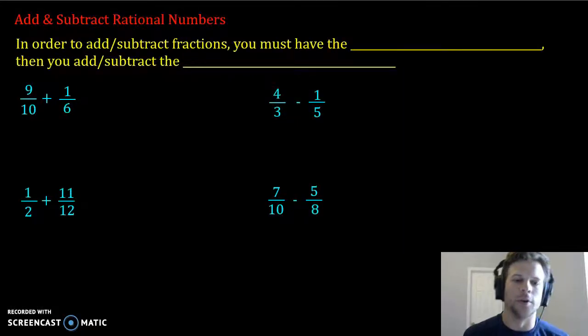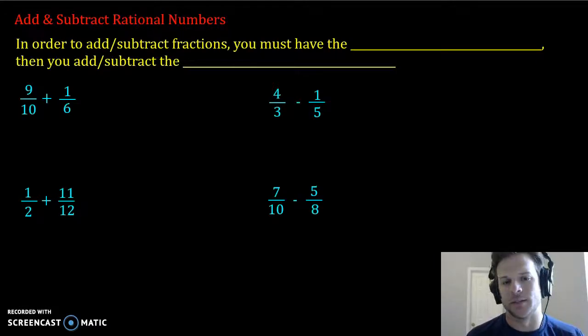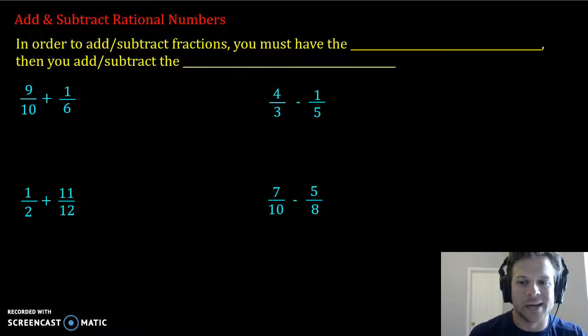Okay, in this tutorial, we're going to go over how to add and subtract rational numbers. When we talked about classifying numbers, our rational numbers are fractions. So we're going to be adding and subtracting fraction numbers. In order to add or subtract, they both require the exact same things. All you have to do is make sure that you have the same common denominator.